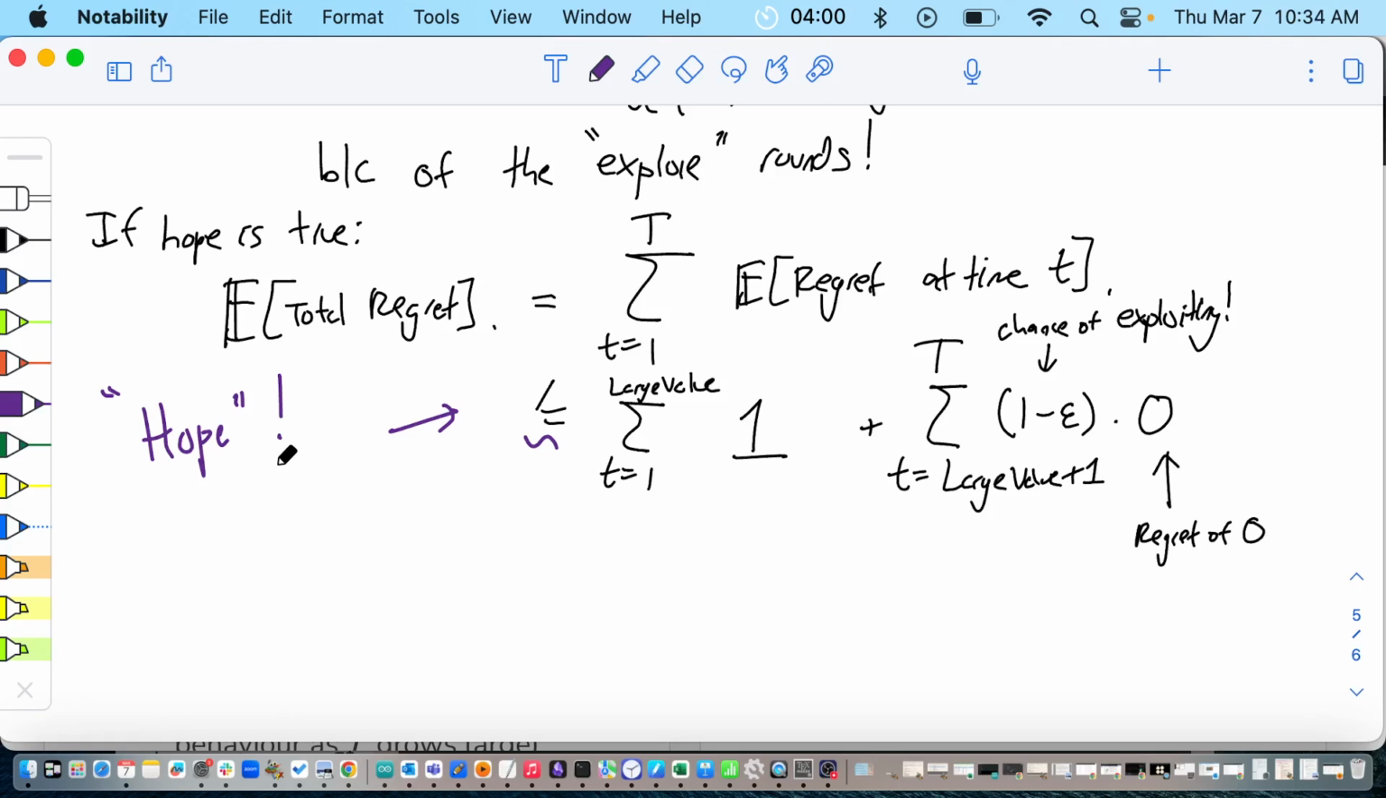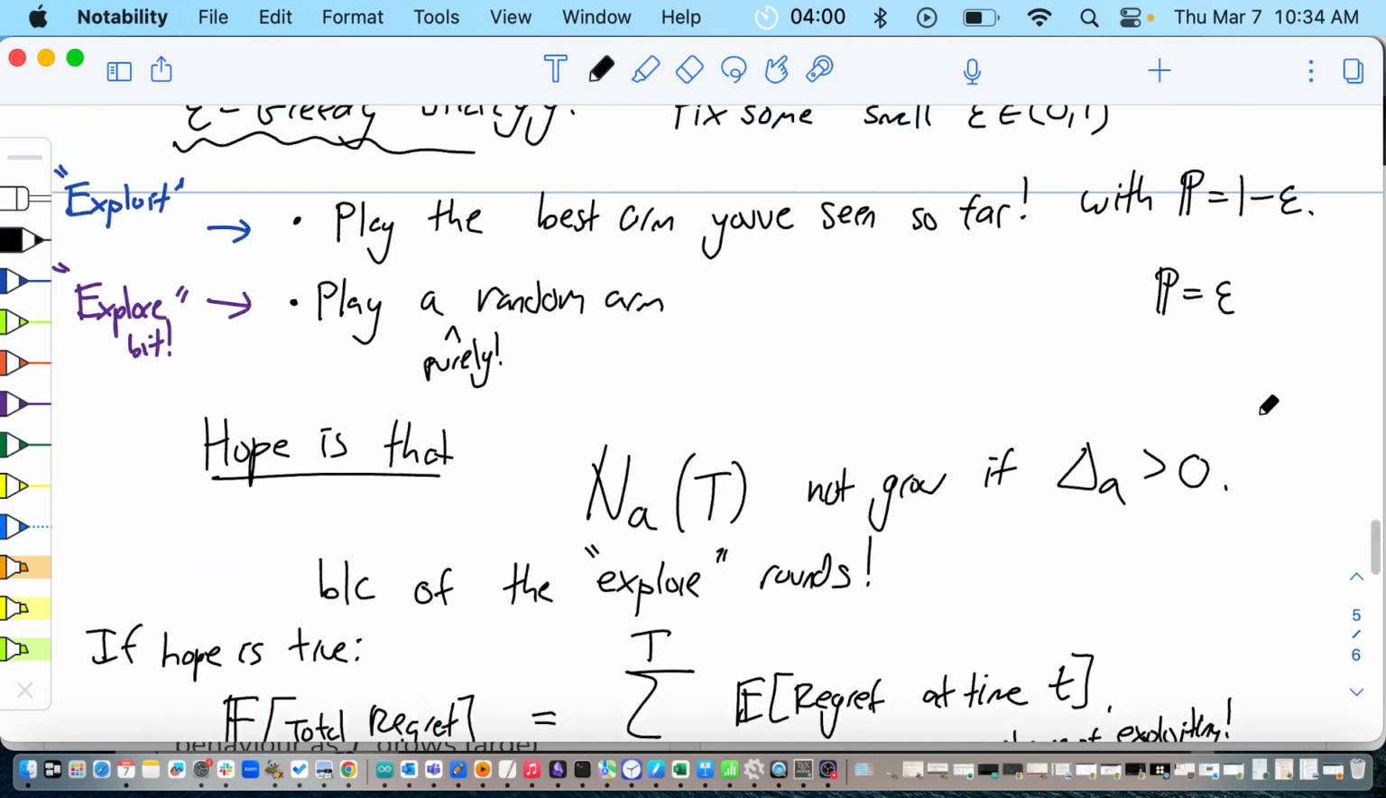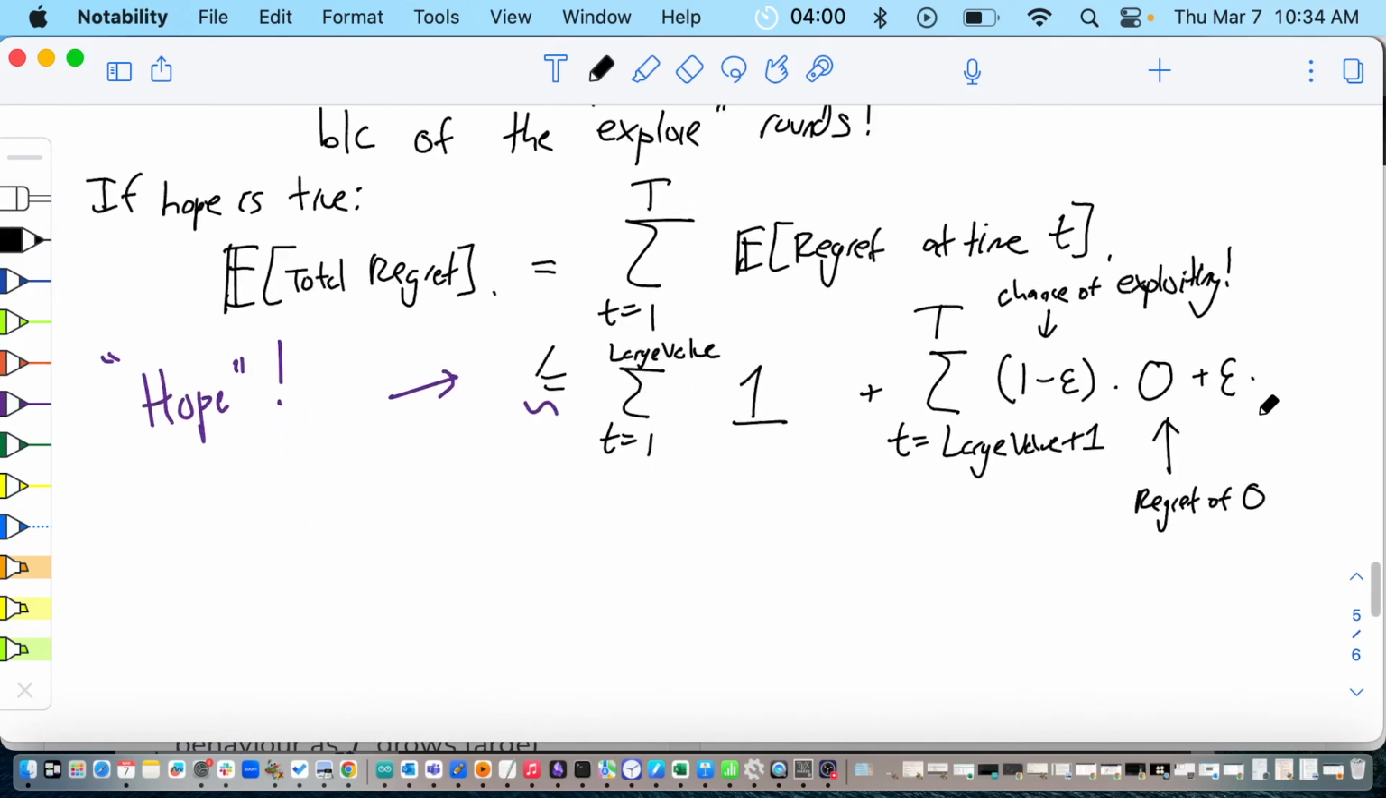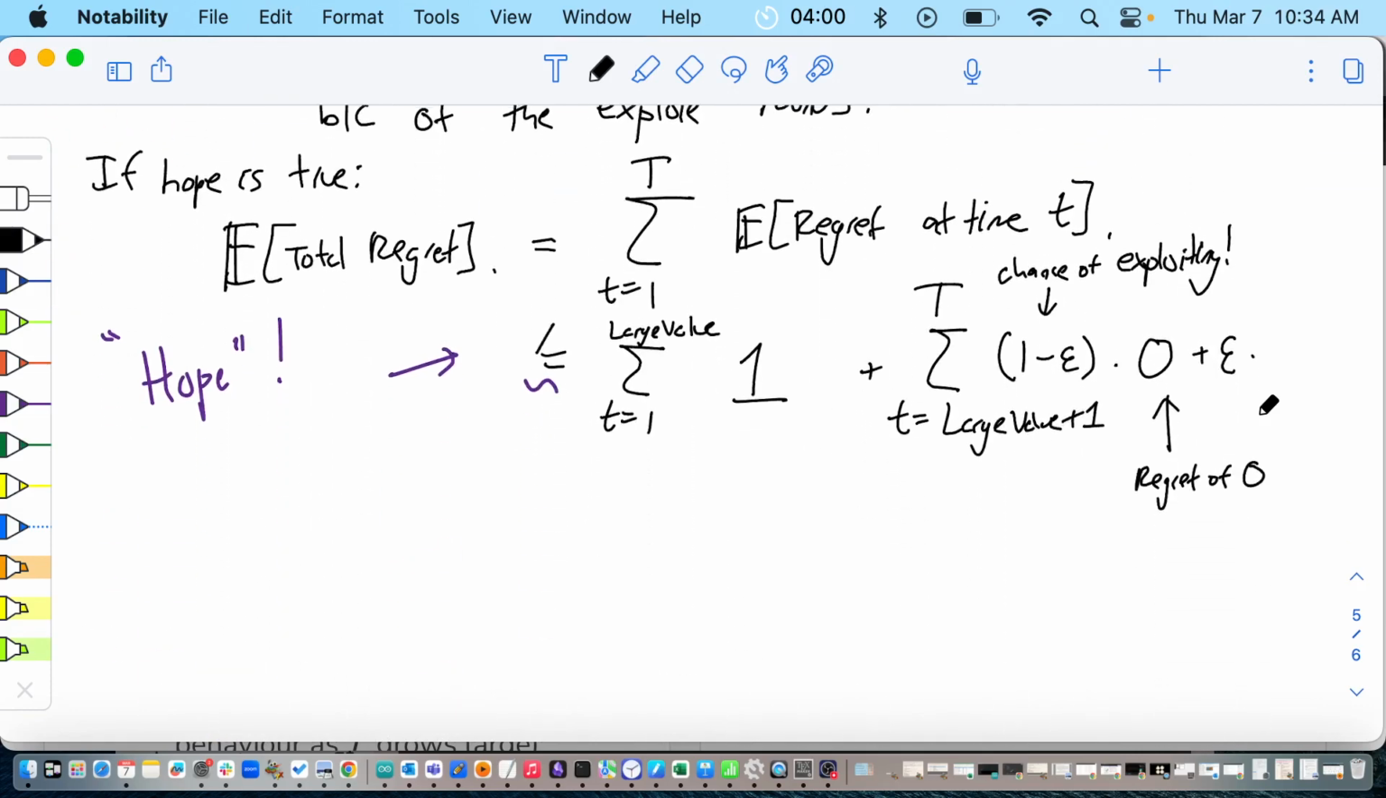and then we're going to say that when we do this 1 minus epsilon exploit round, we're going to get a regret of 0 because we'll have a good understanding of what is the best one. There is also an epsilon chance of exploring. So in our strategy, we play an arm at random, and that's going to happen with probability epsilon. That will be exactly like strategy 2 that I had you guys revote on, right?